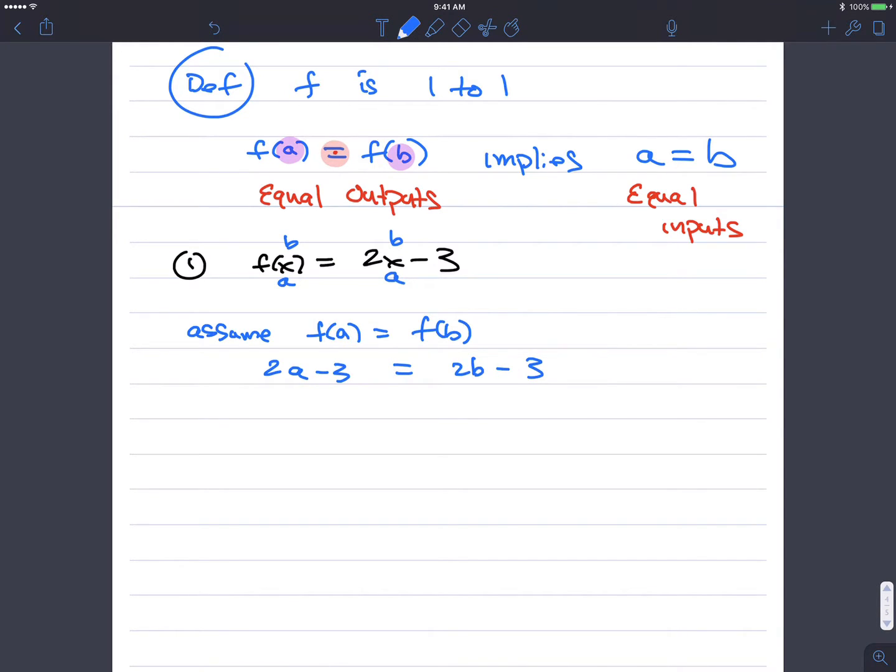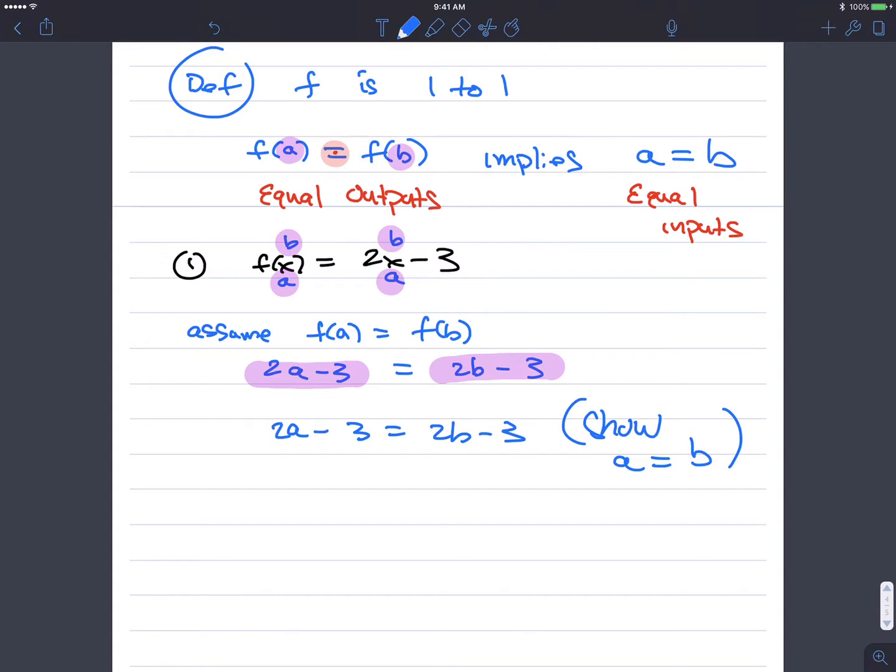So notice what I did. A is an input, and I get 2a minus 3 as the output. B is an input, and I get 2b minus 3 as an output. You're looking at it right here. We set those equations equal to each other. And then I'm going to say to people, can you show that A is really the value B? And the answer is yes, we can.